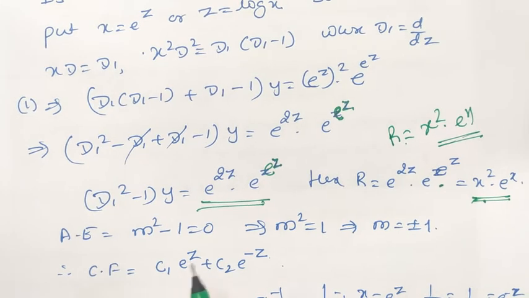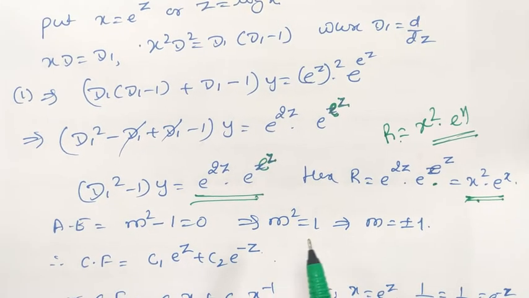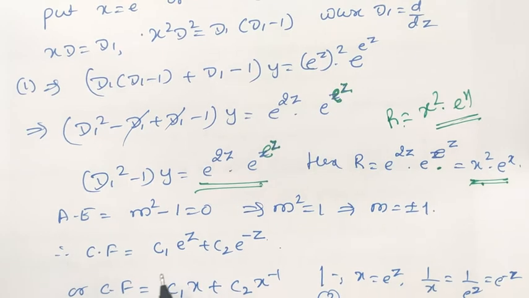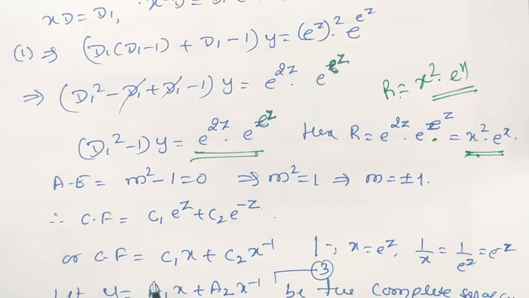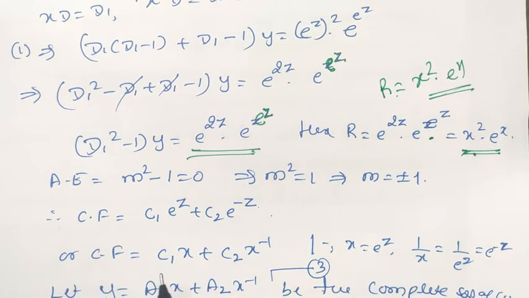So now the auxiliary equation is m squared minus 1 equals 0. So this implies m equals plus or minus 1. So the complementary function is c1 e raised to z plus c2 e raised to minus z. Now you have to write it in terms of x.